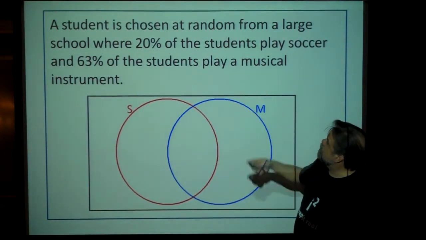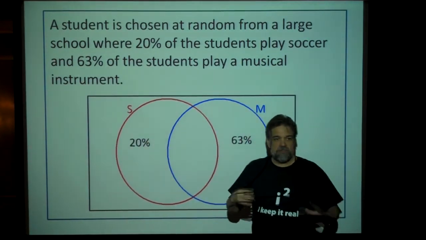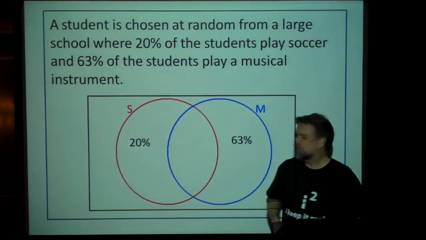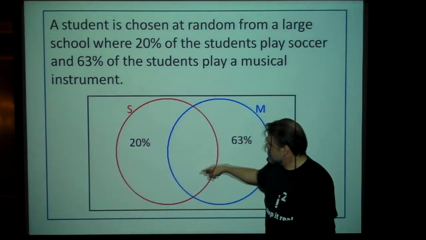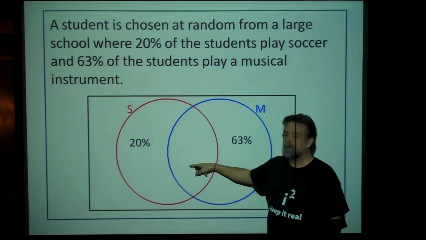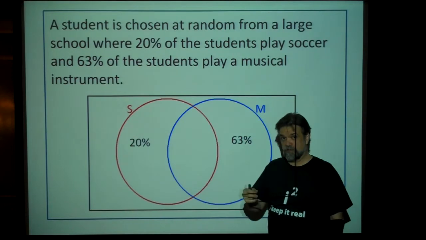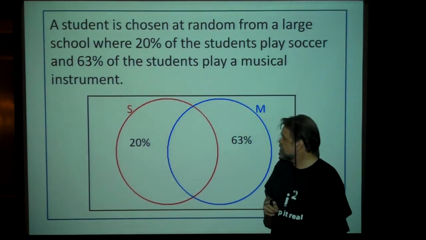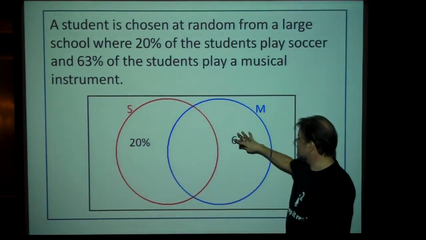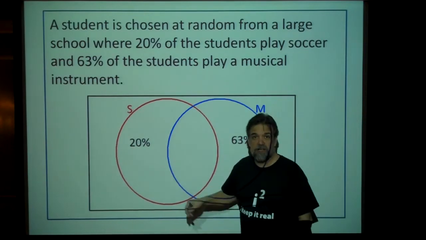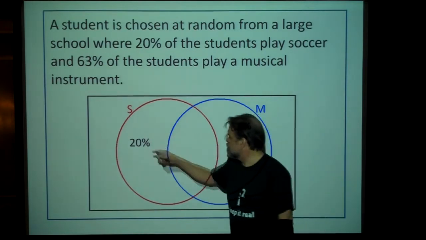And then I would look up at my probabilities and I'd say, okay, I got 20% playing soccer, 63% playing musical instrument. All fine and good, right? No, wrong. Bad probabilities. You know why? Because I'm not thinking about this space right here. This is the space of students that play soccer who are also musicians. Aha, some are going to do both. So this space over here means it's the soccer players that don't play music, and this space over here means it's the musicians that don't play soccer. Well, of course, some are going to play both. So that's really not good to put that there.